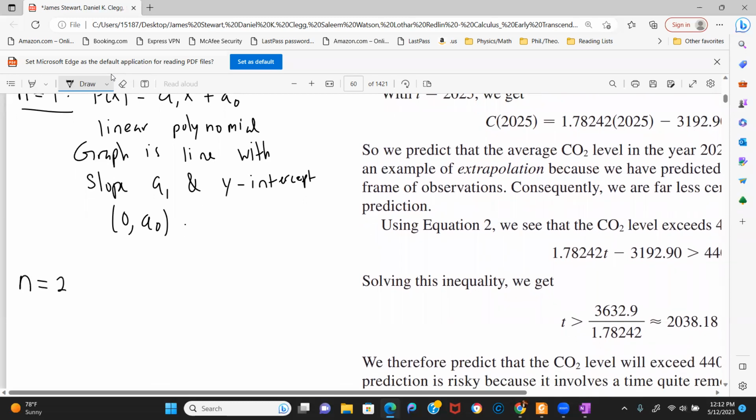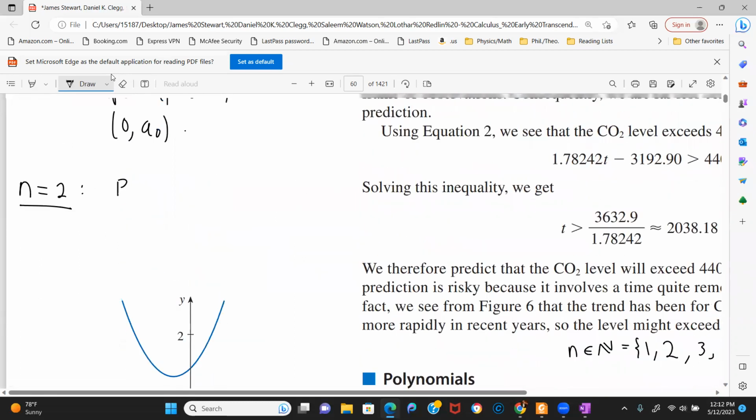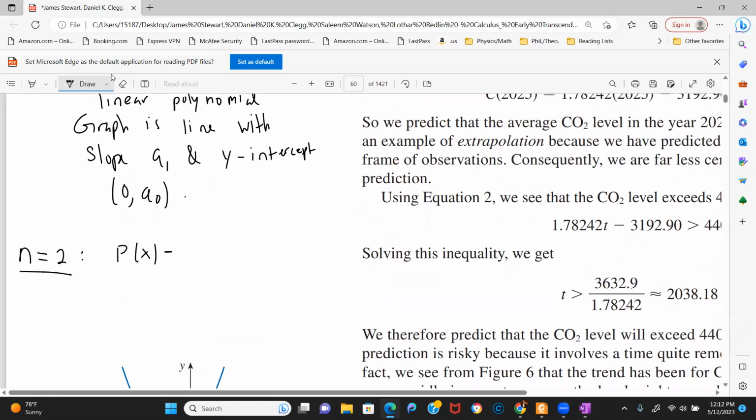When n is equal to 2, we get p of x equal to a_2 x squared plus a_1 x plus a_0. Sorry, it's just x to the first power, but that doesn't even matter. So it's a_2 x squared plus a_1 x plus a_0, and this is a quadratic polynomial.